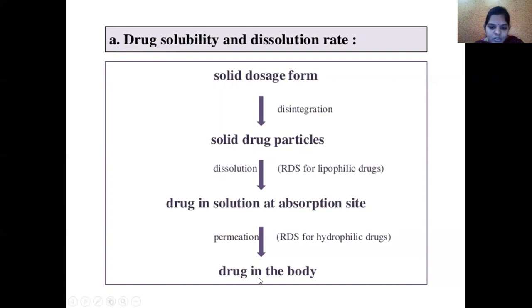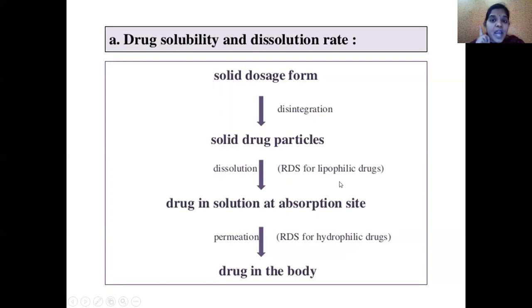Then it will go into the body. So how will the drug get from the absorption site into the body? Through the permeation mechanism. The rate determining step for hydrophilic drugs is permeation. The rate determining step for hydrophobic drugs is dissolution. That is nothing but lipophilic.